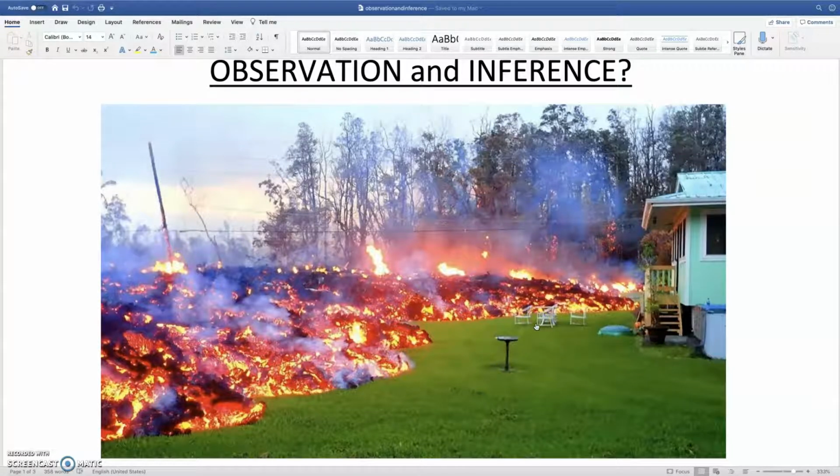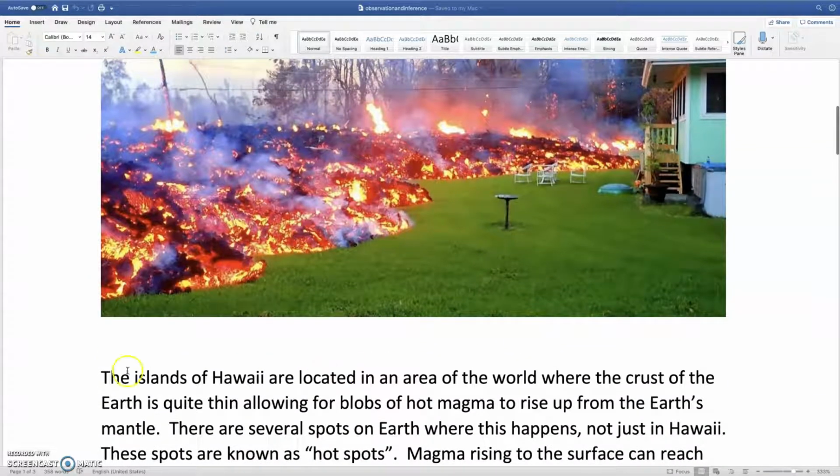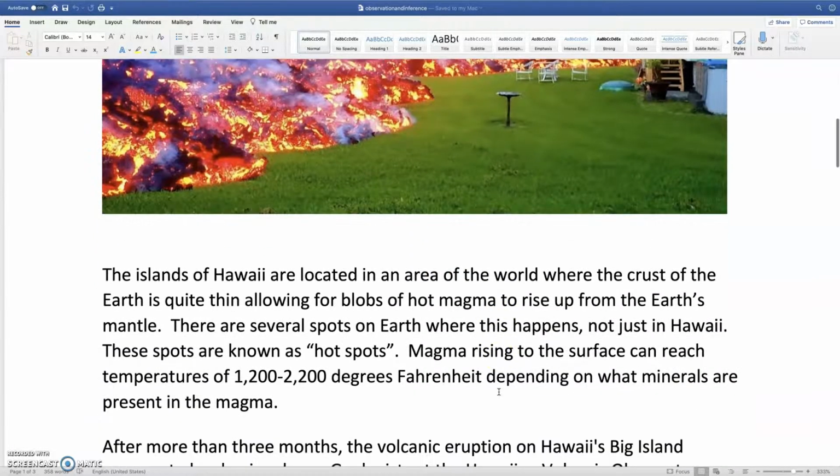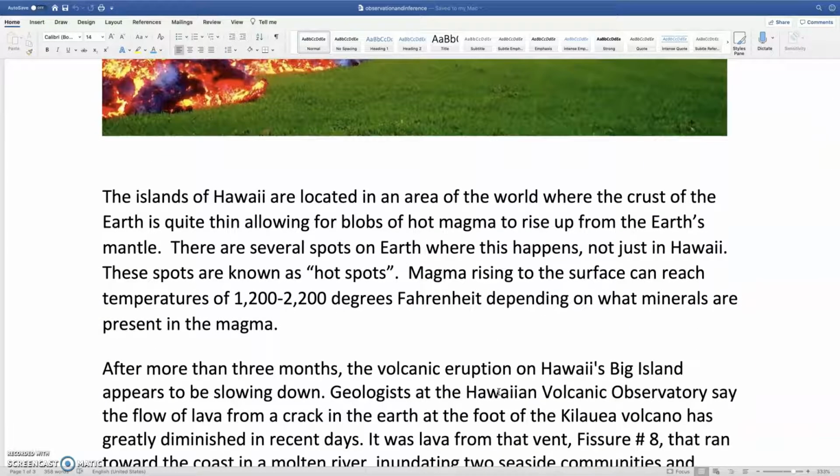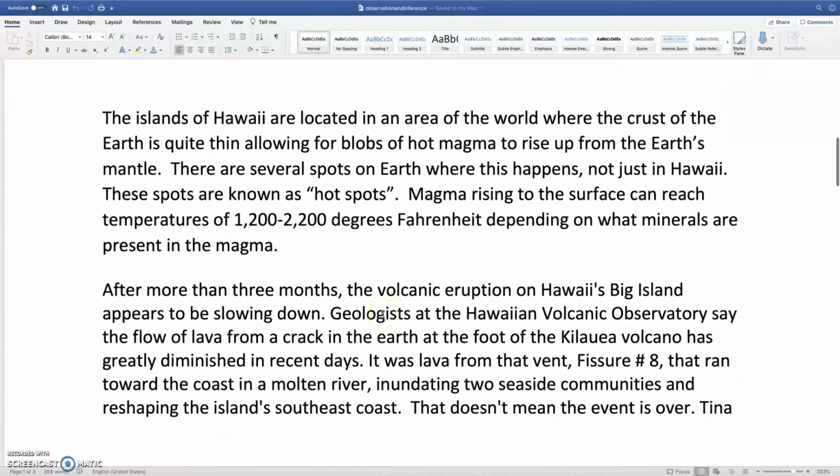Now when you get to this today, you're going to want to read through the worksheet. It tells you all about the islands of Hawaii and how they are located in a part of the earth which is called a hot spot. And the hot spot is a place where the Earth's crust is very thin and these blobs of magma come up and rise through the crust and create, like I said, magma coming out of the crust. So you'll read through this.